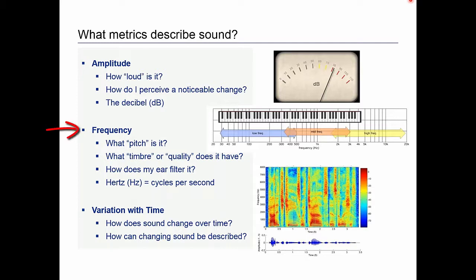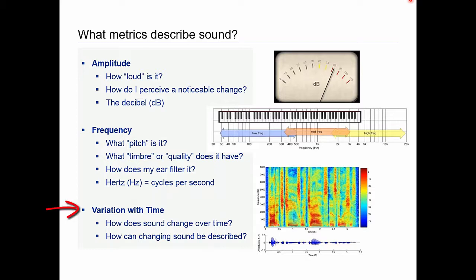As far as frequency goes, that's answering the question of what pitch is it, like touching keys on the piano keyboard. It also has to do with the combination of frequencies that give it a timbre or quality. And we can ask the question, well, how does my ear filter the frequencies of sound? And as far as frequency is concerned, we typically describe it using the quantity hertz, which is cycles per second, and not a rental car company.